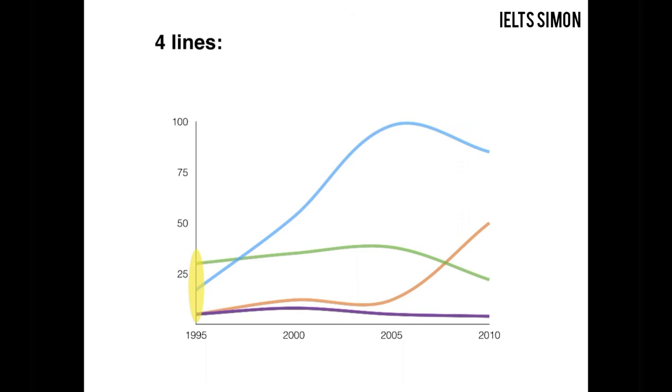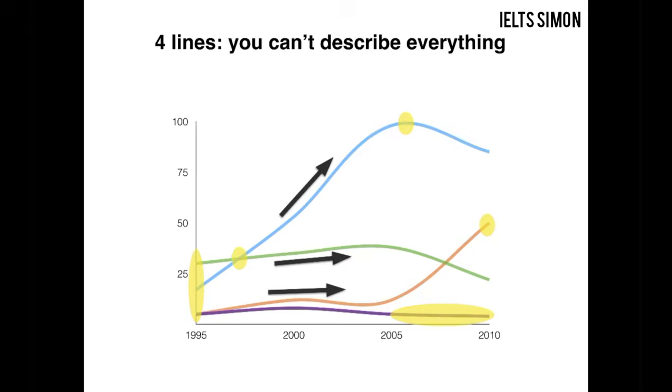You might choose this point where the blue line becomes the highest and stays the highest for the rest of the period. You might choose to describe and compare the different increases or rises. You might choose the peaks on one or more of the lines. You might choose a stable period on one of the lines like this one. There are many things to say and you can't describe everything, so you have to select.